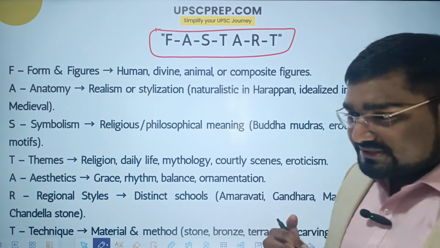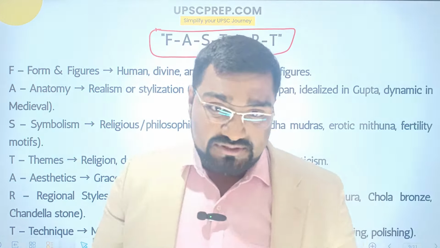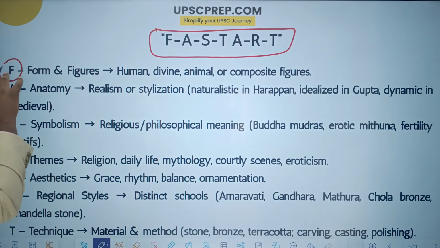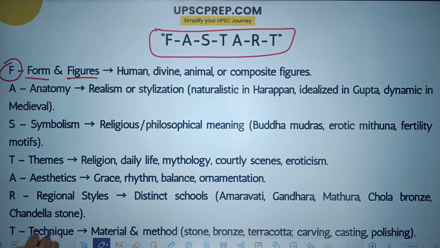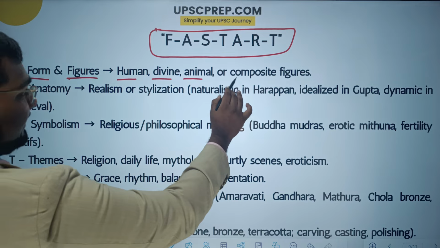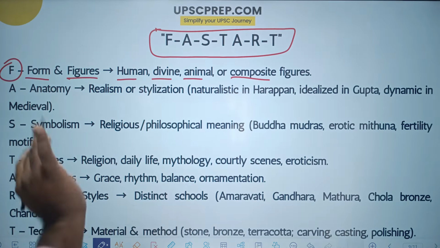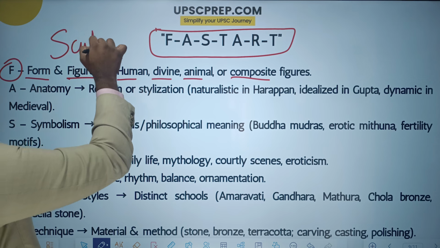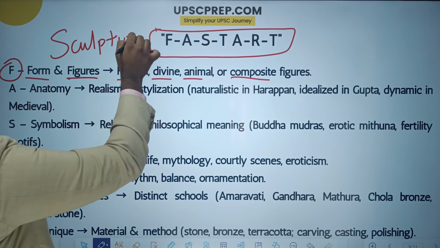So whenever in future a question is asked with respect to sculptures, this mnemonic will be helpful for you. What exactly is it? F means form and figures. So F, form and figures: what you can write here is that human, divine, animal and composite figures were there. That's all. Okay. Now this mnemonic is for sculptures, right?